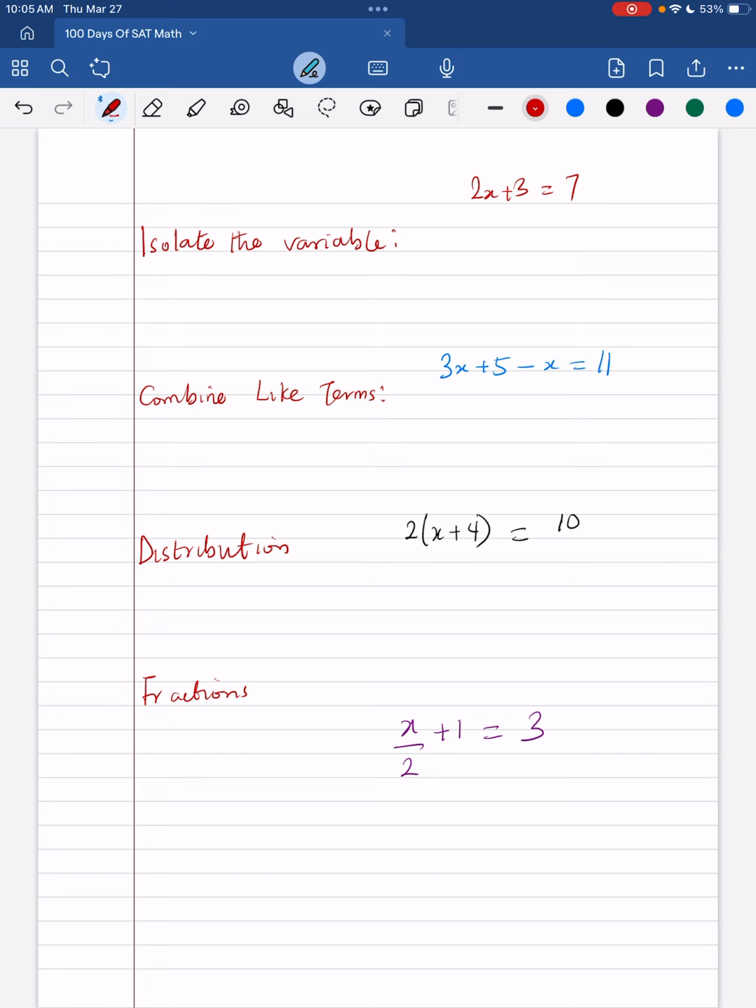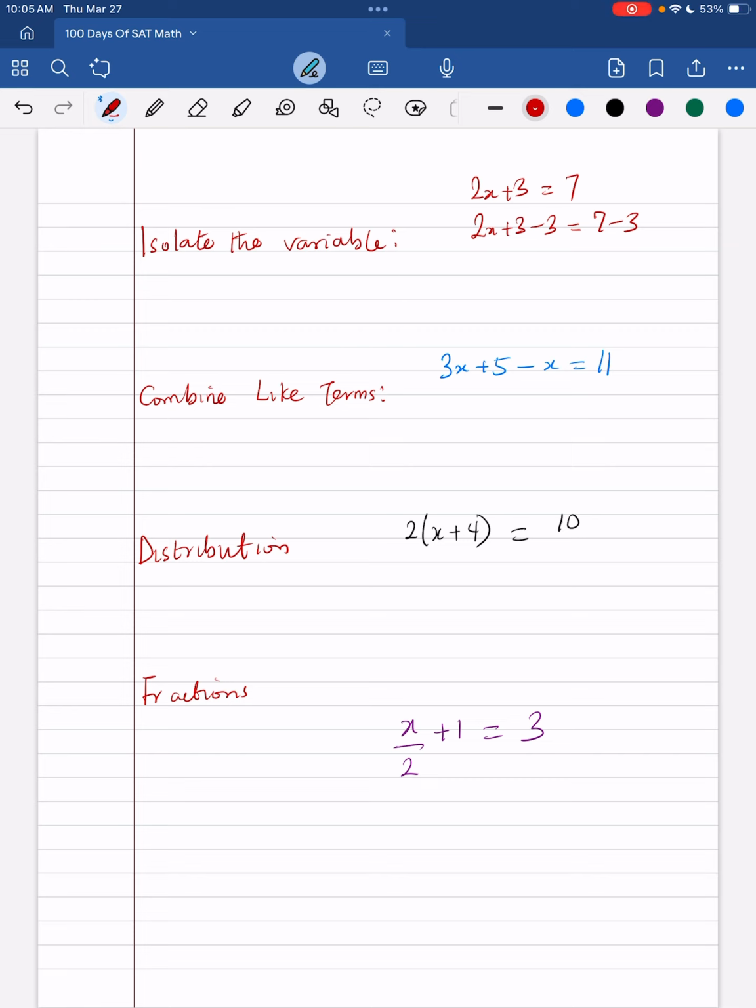So if you have a question like this, we have 2x plus 3 equals 7. How can we solve this linear equation, finding the value of x? Now, what you can do here is subtract 3 from both sides to undo the addition of 3 here. So let's subtract 3 from both sides. So we have 2x plus 3 minus 3 equals 7 minus 3. What you do for one side, you do for the other side.